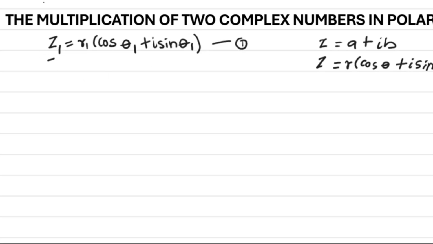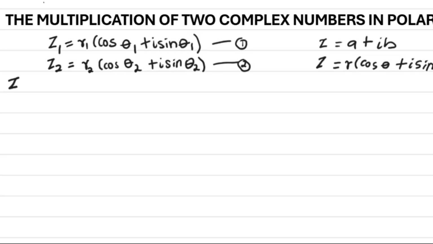Now, same thing. If we attribute Z2, because we want to consider the multiplication of two complex numbers, our Z2 will now give us what? R2 into cos theta 2 plus i sine theta 2. Now we'll call this equation 2.